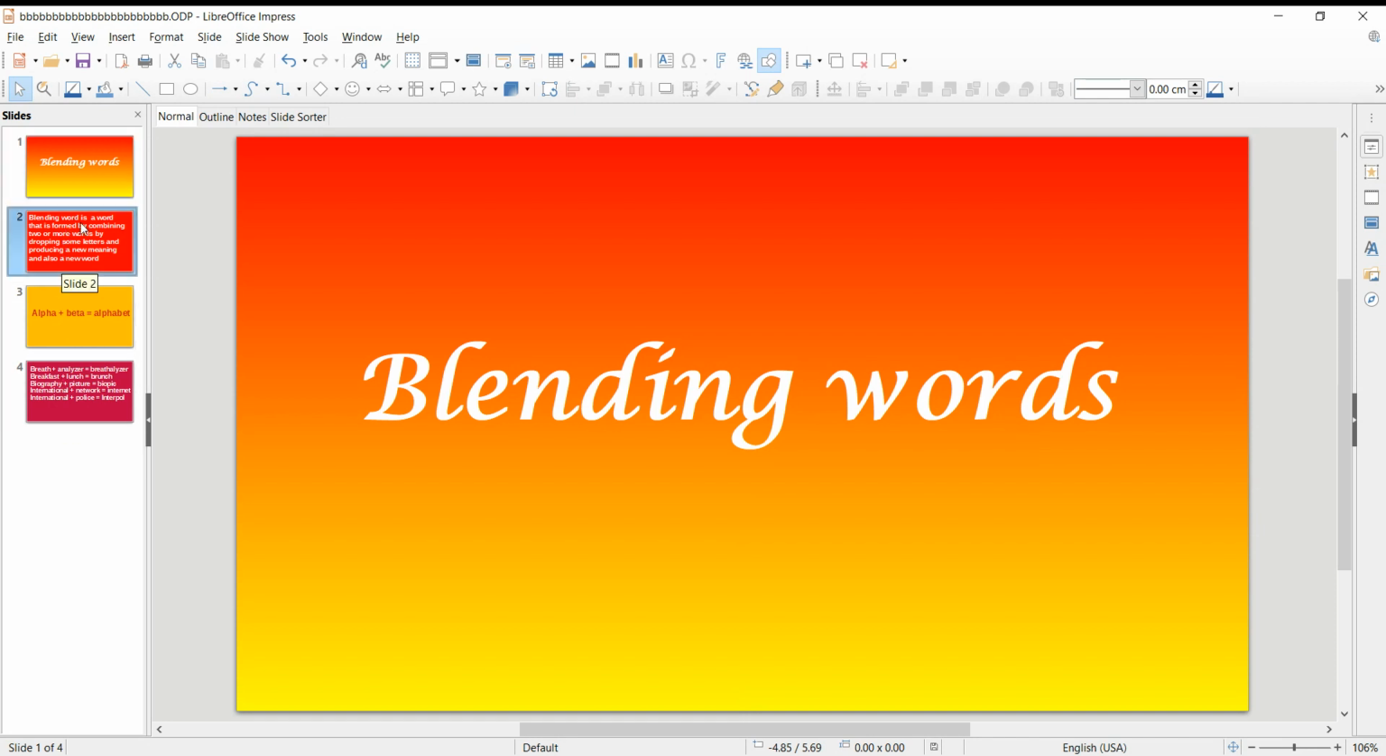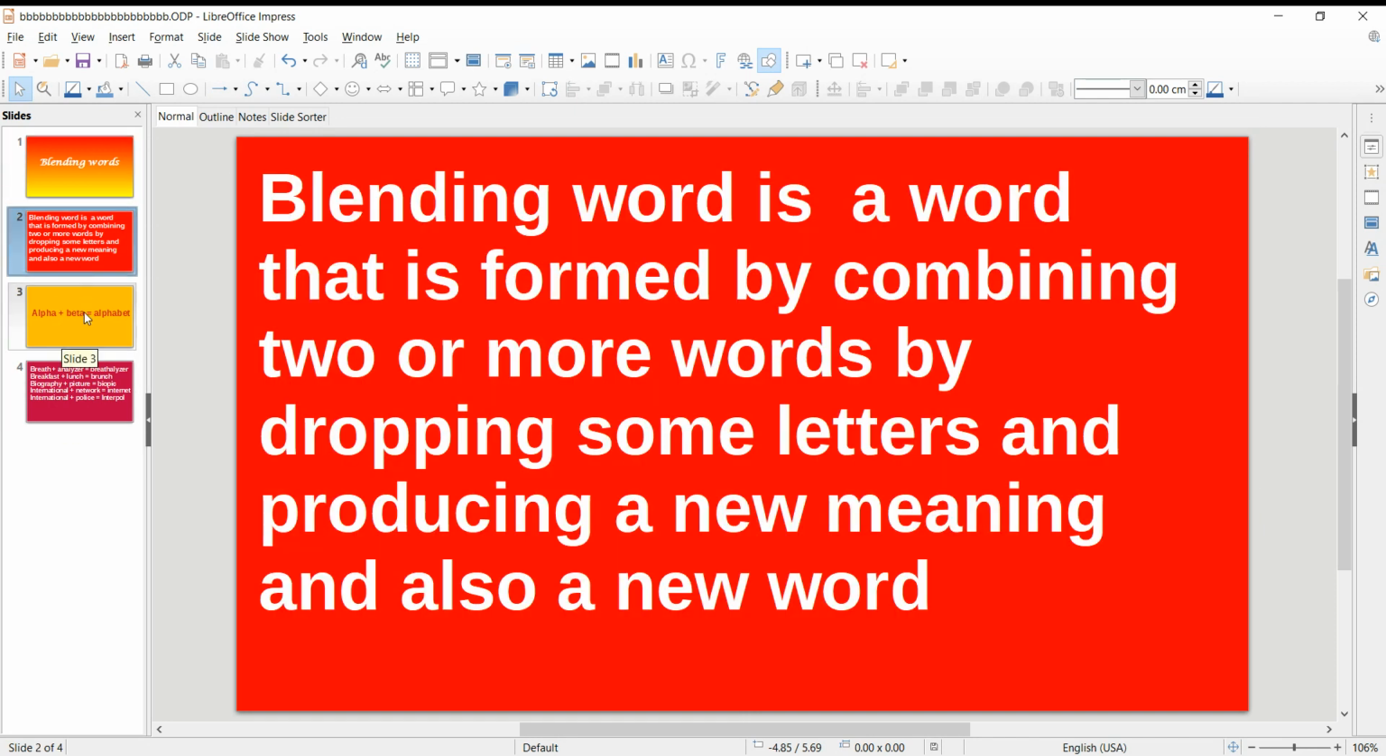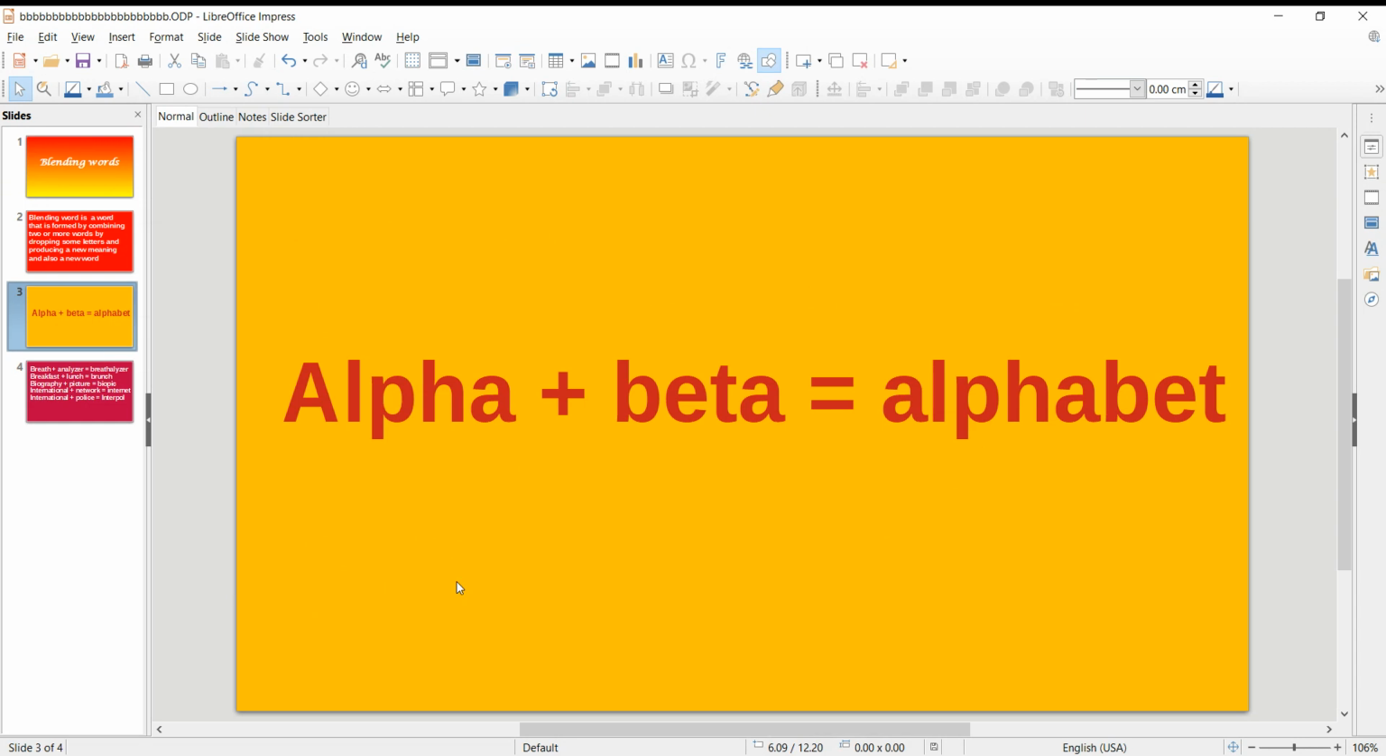Blending words. A blending word is a word that is formed by combining two or more words by dropping some letters and producing a new meaning and also a new word. The process of blending involves joining two words together by taking parts of both words and combining the parts into a new whole. The result of this process is known as blending.